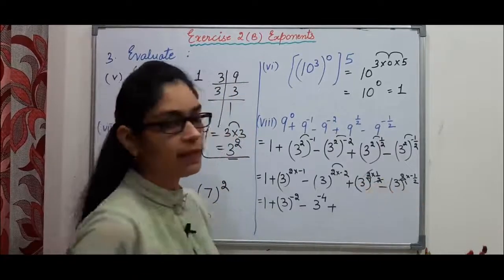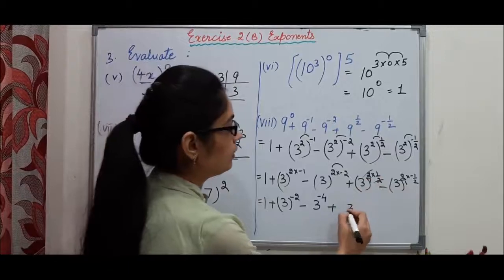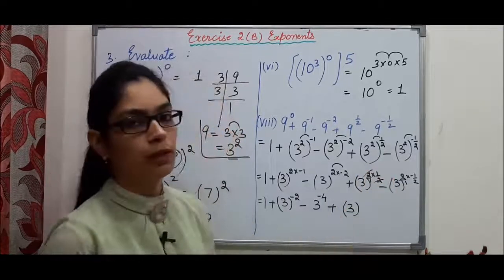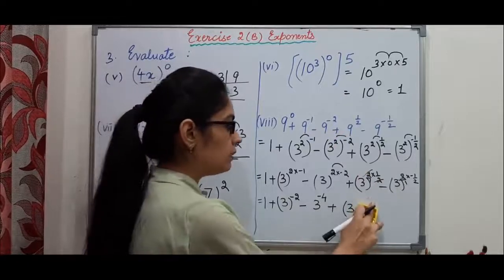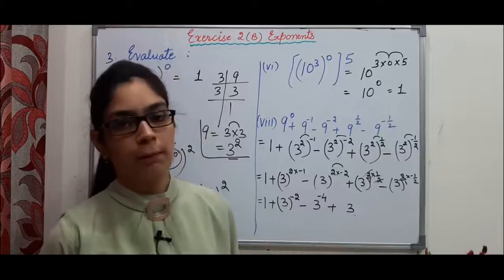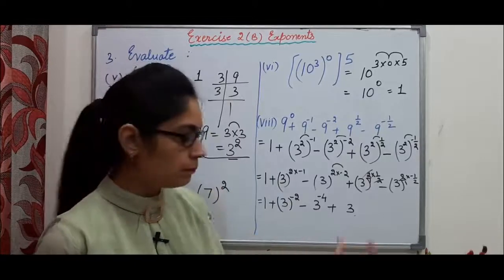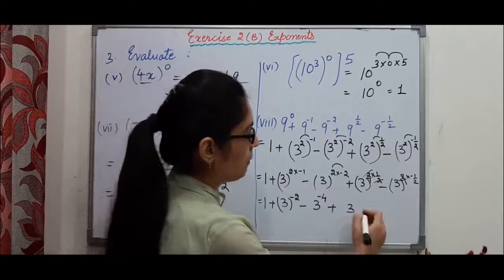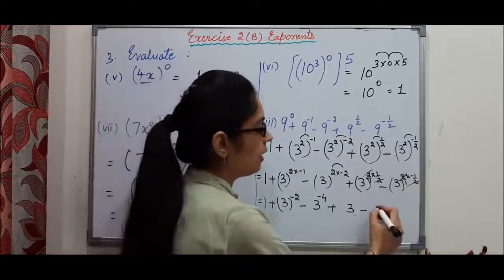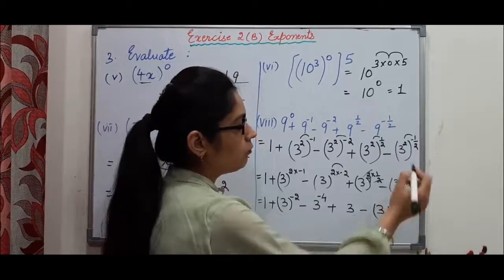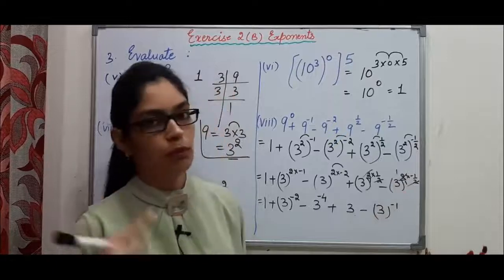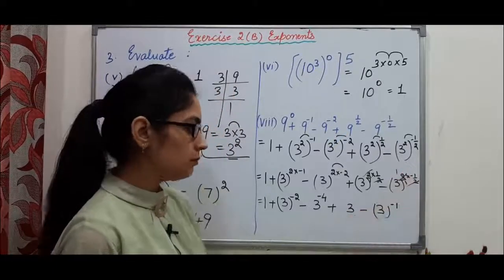This 2 and this 2 will get cancelled, so I can get 3 to the power 1 into 1, 1 into 1, 1. So 1 no need to write, as it is we can leave it, because what is the meaning of power 1? Power 1 means the number is written one time, so that is already written. Minus, then this 2 and this 2 will get cancelled, so I am left with 1 into minus 1. 1 into minus 1 is minus 1. 1 into 1, 1 along with this minus sign.